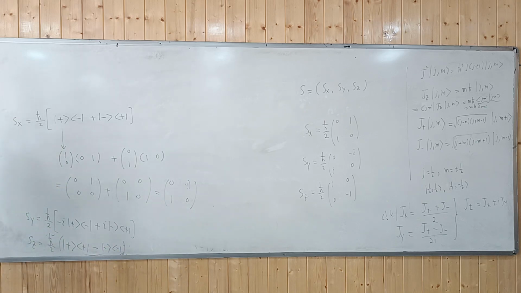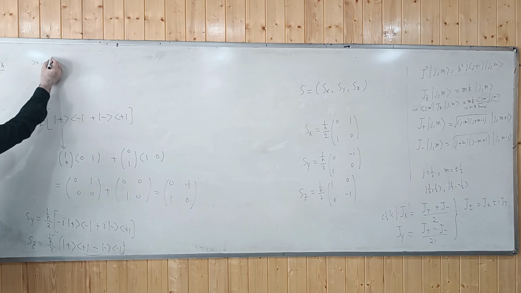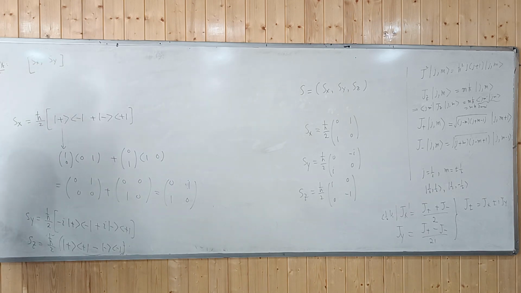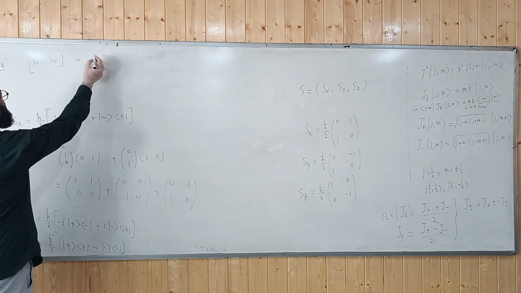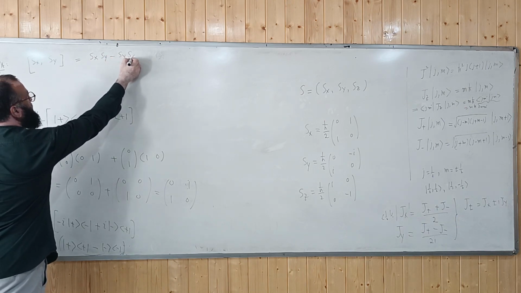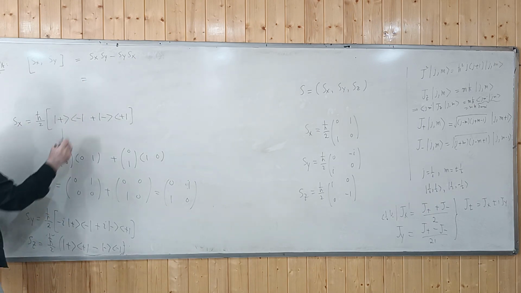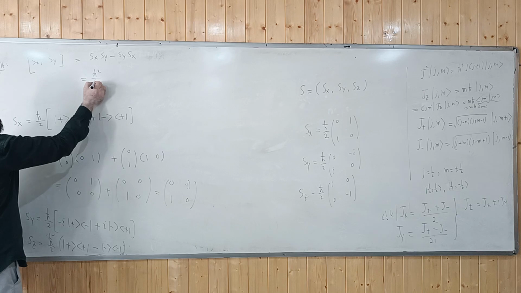Clear? So now from here it is easier to check the commutations. Let's take the Sx, Sy commutation. Let me write it. So what are Sx and Sy? You have this matrix representation. So it is SxSy minus SySx. What is it? h bar by 2 times h bar by 2, so that is h bar square by 4.